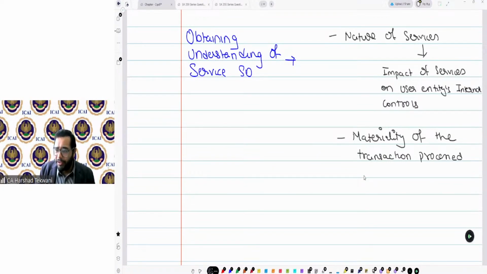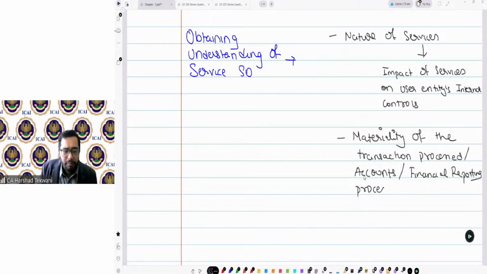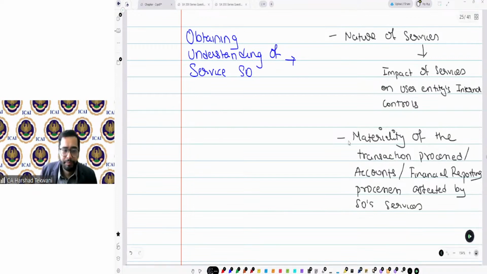Materiality of the transaction processed, or accounts processed, or financial reporting processes affected by the service organization's services. Means, what is the quantum I'm talking about here?